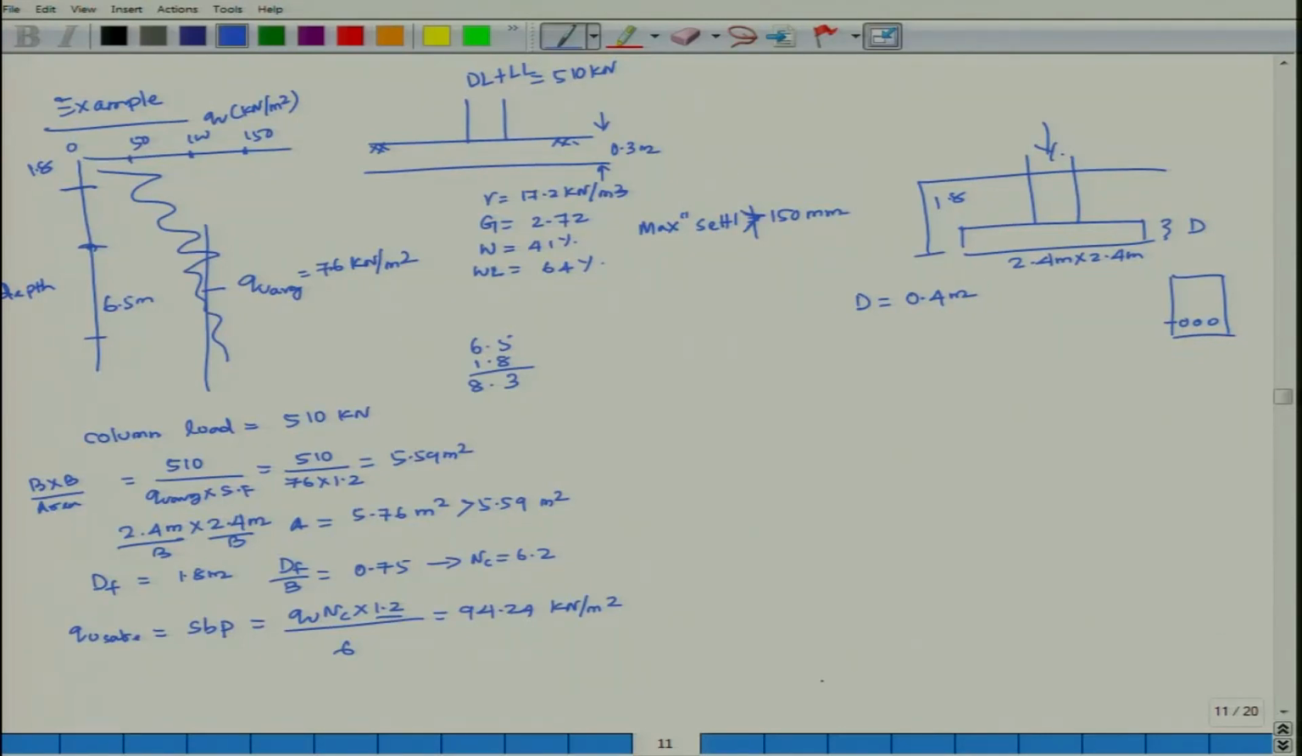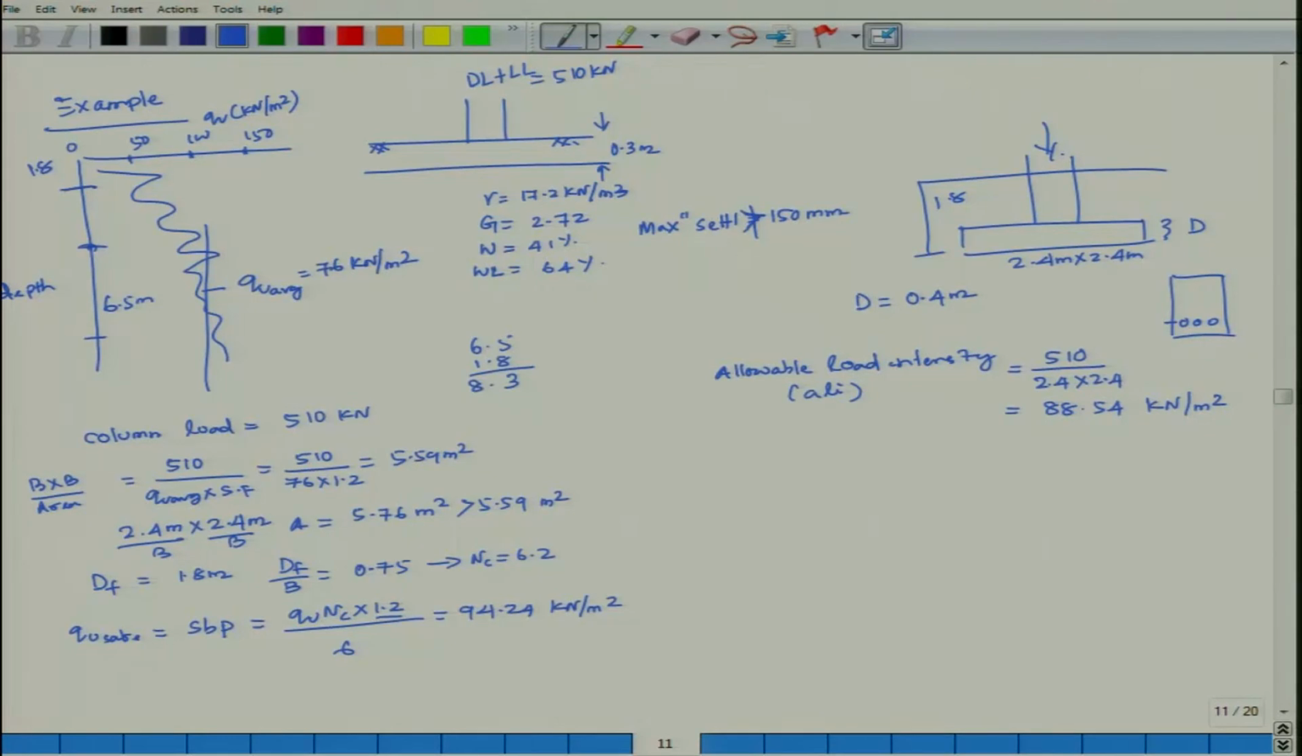Then you have to find out the allowable load intensity, that means ALI, which is equal to 510, your column load, divided by 2.4 into 2.4, which is equal to 88.54 kilonewton per meter square.